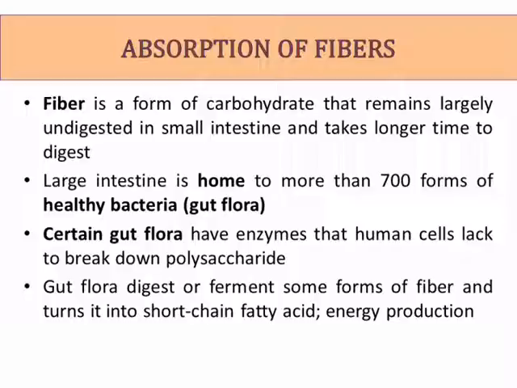Next is absorption of fibers. Fiber is a form of carbohydrate that remains largely undigested in the small intestine and takes a longer time to digest. The large intestine contains more than 700 forms of healthy bacteria or gut flora, and certain gut flora have enzymes that human cells lack to break down polysaccharides, and they can also produce energy.